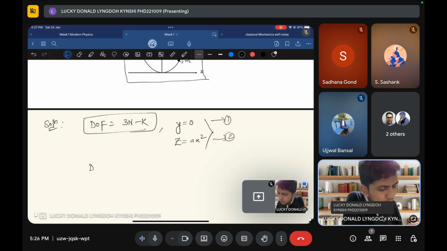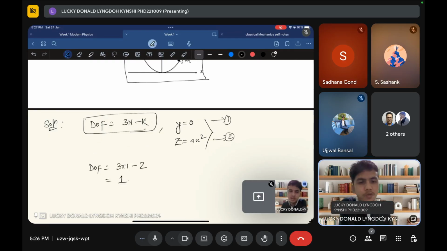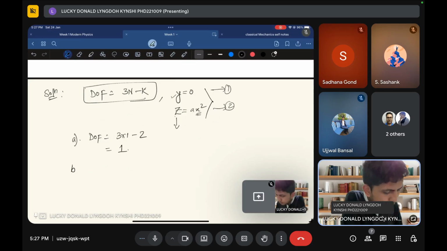So that means the degrees of freedom in this system is equal to 3 into 1 minus 2, which is equal to only 1. Okay, that means if you are able to solve one coordinate, you are able to solve the whole complete system. That means if I know the value of z, then automatically I know the value of x also because z is related by this equation. Or if I know the value of x, then I automatically know the value of z also, since again y equal to 0. So the degrees of freedom for solution number 1 is 1. Okay, now the solution of part b.